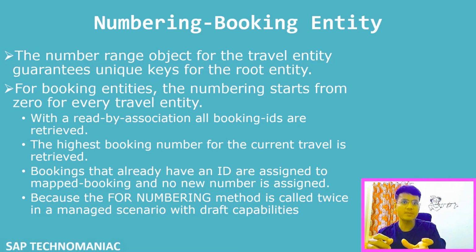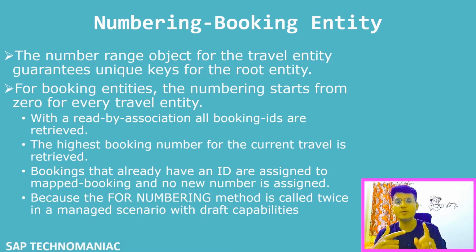Once I get that maximum booking number, I will add 1 to it to get the next booking number, and I will give that next booking number in our behavior definition. We already made sure that the booking and booking supplement numbers are read only in the behavior definition in my last video, and we have implemented the method also, but we didn't write the method code. We will write the code today for booking and booking supplement number generation.